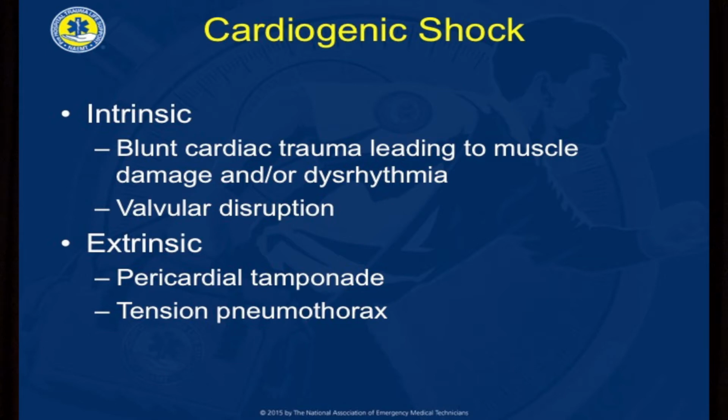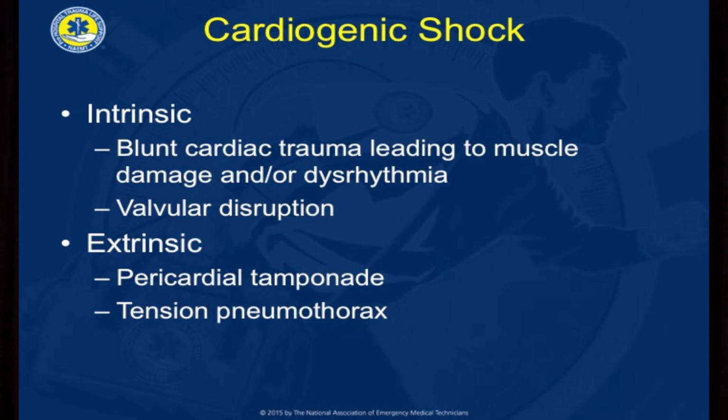Cardiogenic shock, we said, was intrinsic or extrinsic, and it's usually going to be an extrinsic issue that's going to cause us problems. But some of the intrinsic problems that may result are dysrhythmias, valvular disruption, and we could also have an MI due to cardiac contusions. So we could have that happen as well, and that may impair or impede blood flow or the ability of the heart to contract effectively.